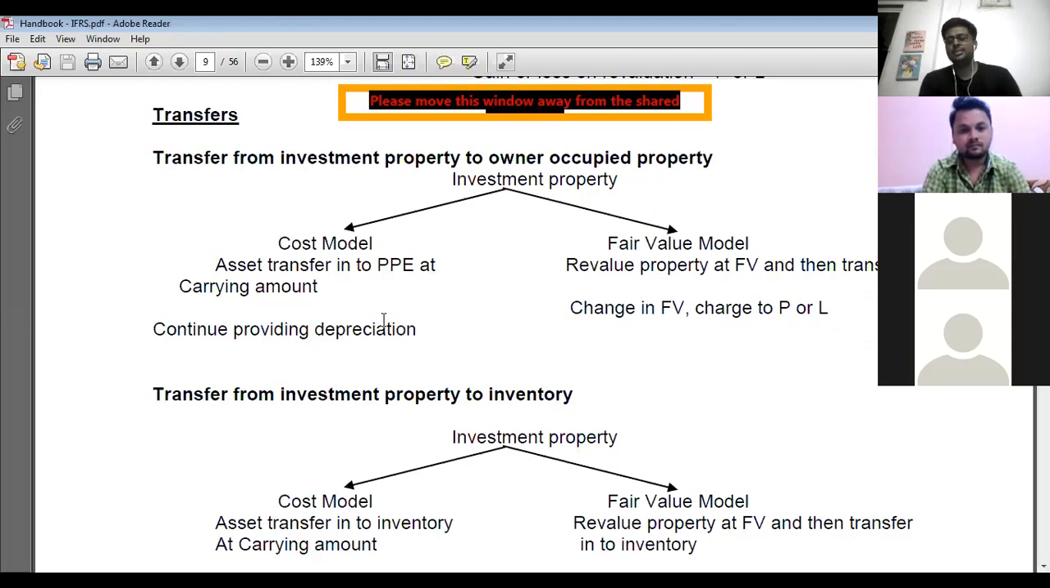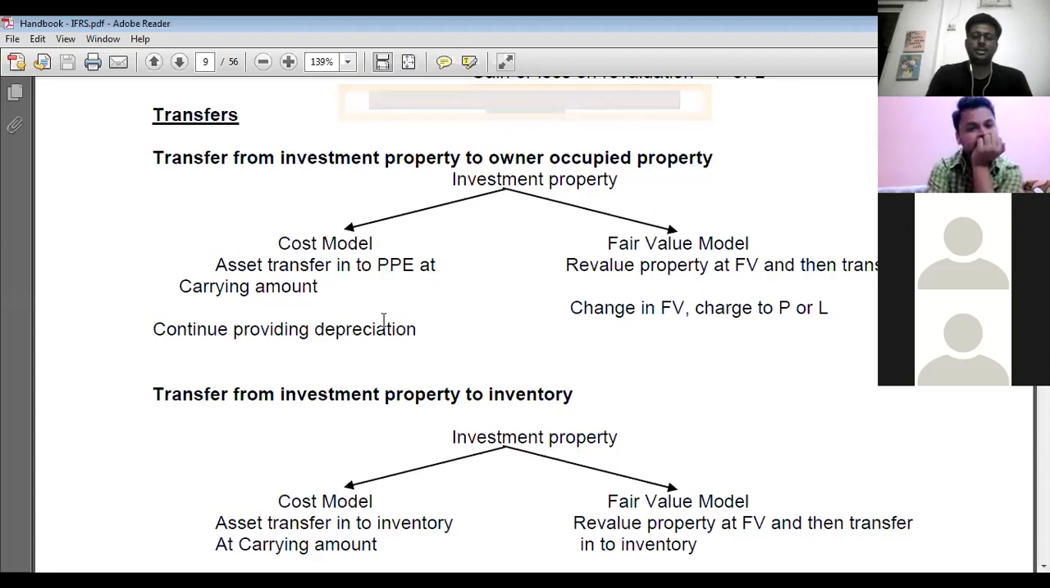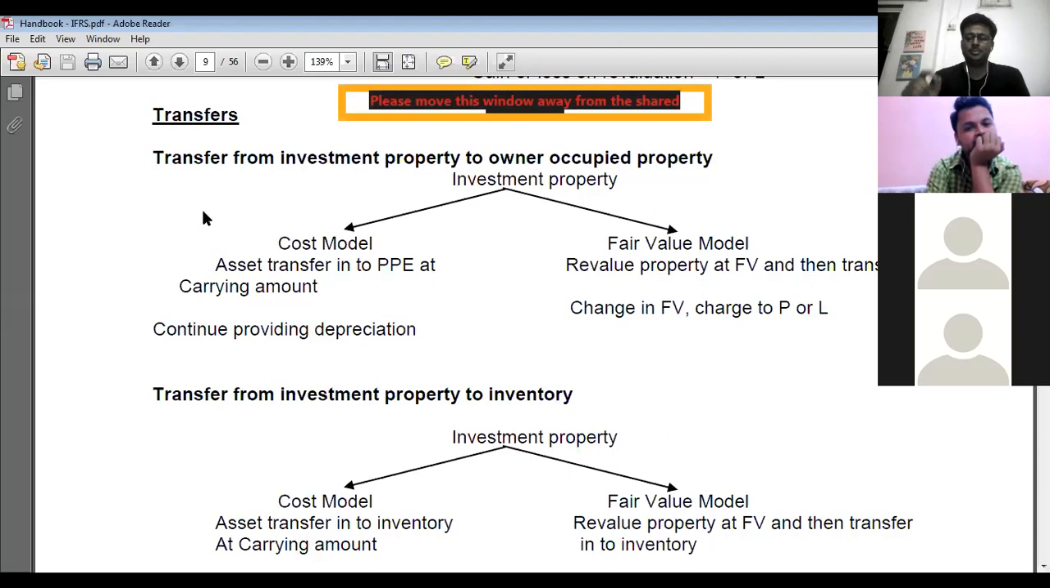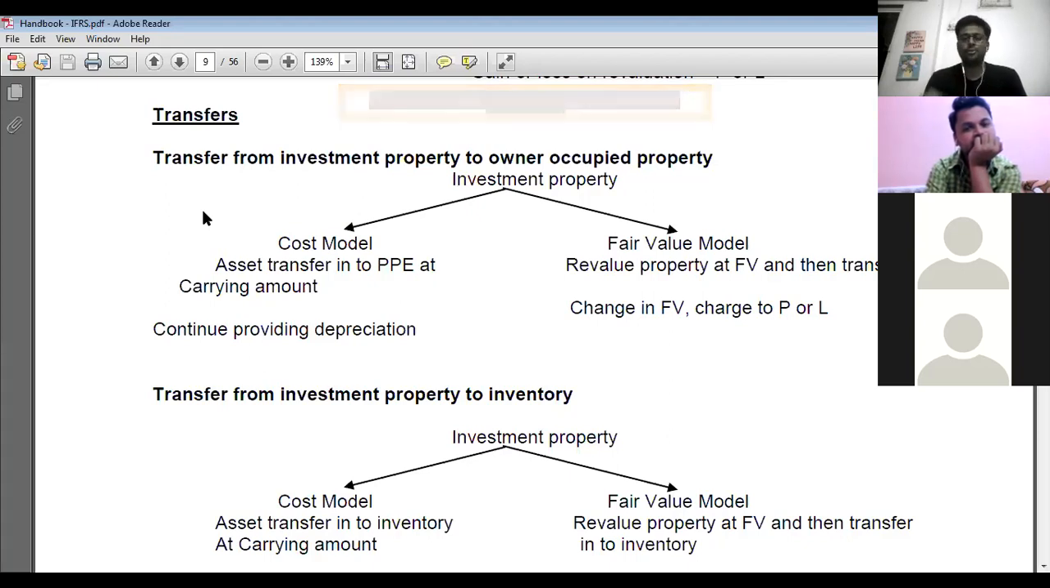So whenever such change is happening, how to account for this change? And what value we will record the transfer? So first case: transfer from investment property to owner-occupied property. That means, first of all, building is previously given on rent to someone or it was kept vacant only for the purpose of capital appreciation. Now, entity wants to use that same building for the business purpose. That means transfer is happening from investment property to owner-occupied property. Owner occupied property means property, plant and equipment, IAS 16.